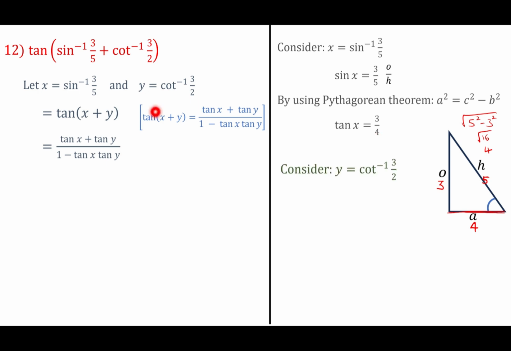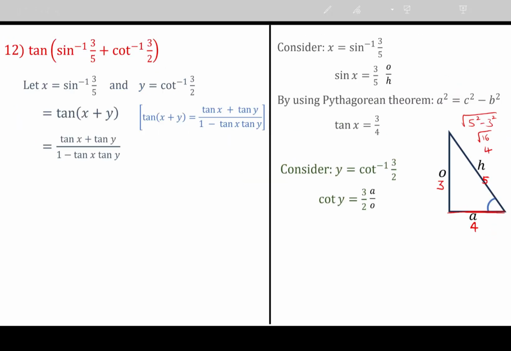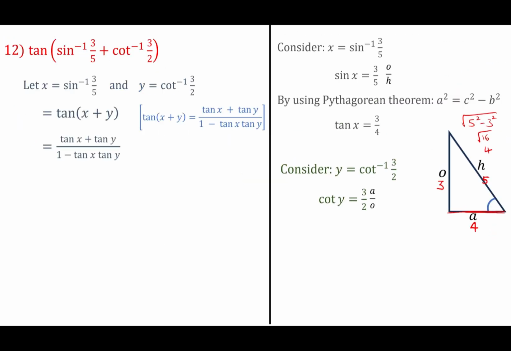Similarly, I have to consider y is equal to cot inverse 3 over 2. If I switch cot inverse to the left, it will be cot y equal to 3 over 2. And we know cot is adjacent over opposite. I can easily find tan y. How can I find tan y? Tan is opposite over adjacent, so it will be 2 over 3. So tan y is 2 over 3 and tan x is 3 over 4. So in place of tan x, I will write 3 over 4, and in place of tan y, I will write 2 over 3. It will be like this.